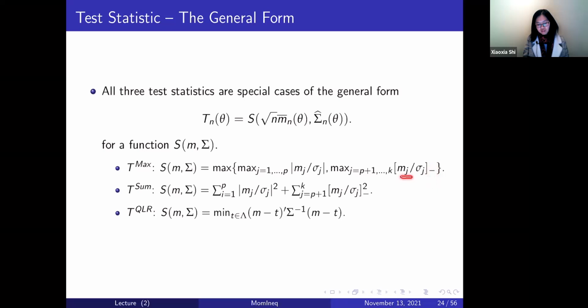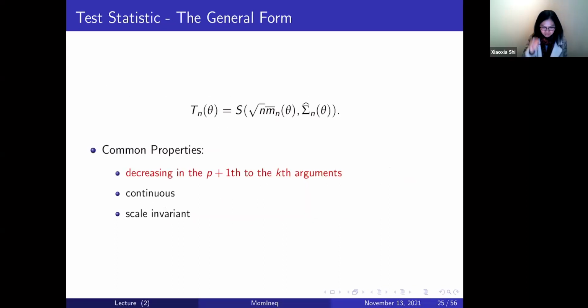Therefore, when M is bigger, the negative part is smaller. So it's decreasing in the last K minus P elements of M. And the same thing with the sum, same thing with the QLR. And this monotonicity will be important for coming up with critical values. So as I said, common property: they're all decreasing in the p+1 to the kth argument. And they're all continuous and they're all scale invariant.